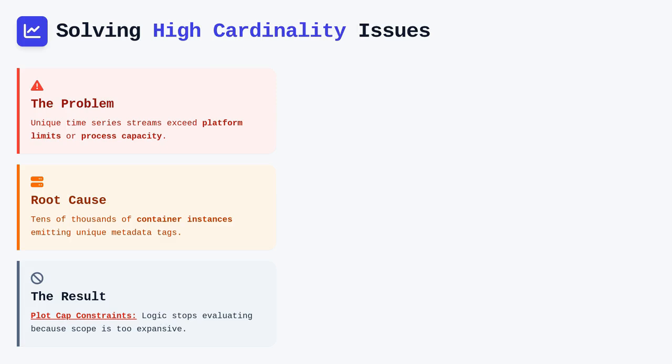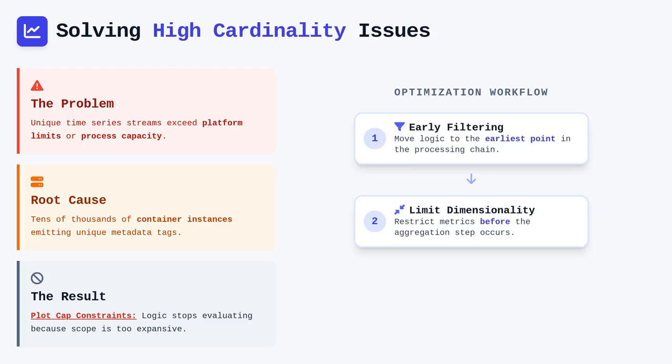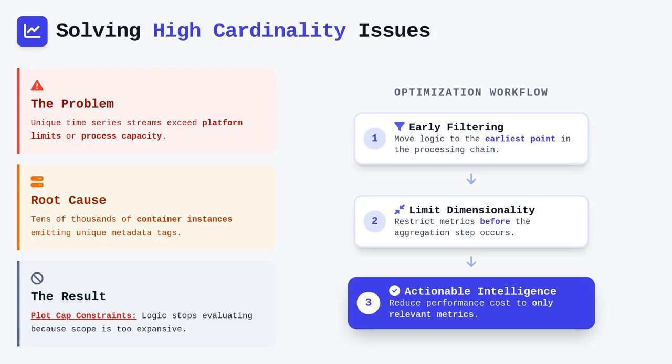You might notice that instead of receiving actionable intelligence, you are seeing plot cap constraints, where the system stops evaluating your logic because the scope has become too expansive. To resolve this, we must first look at the evaluation scope of our SignalFlow code. By moving filtering logic to the earliest point in the processing chain, we ensure that we only pay the performance cost for metrics that are truly relevant to the incident being tracked. If you find your detectors failing to trigger, it is often a sign that you have neglected to limit the dimensionality of the metric being processed before the aggregation step occurs.